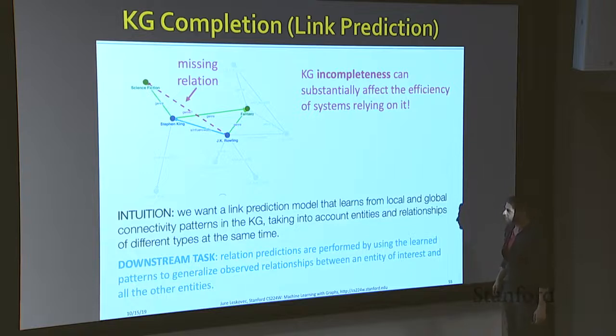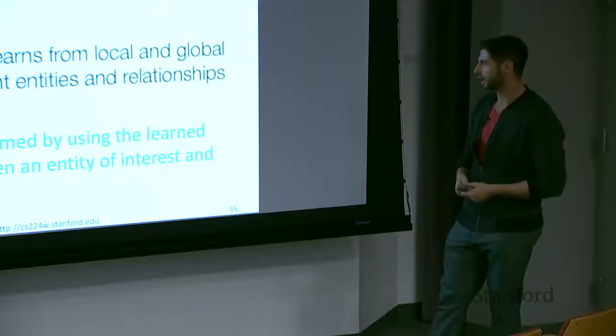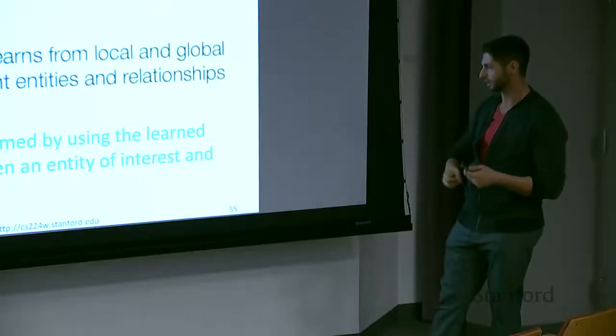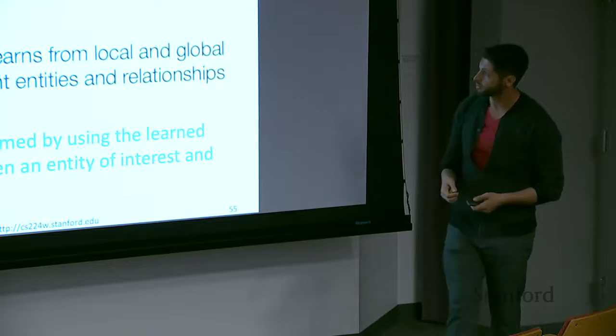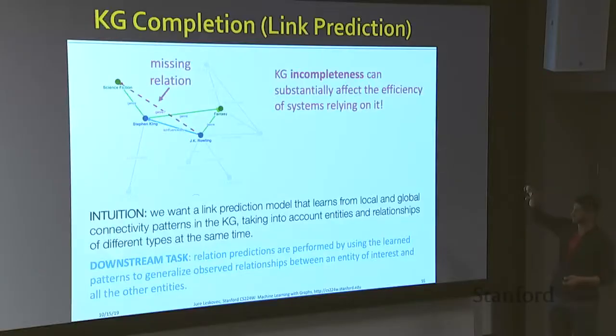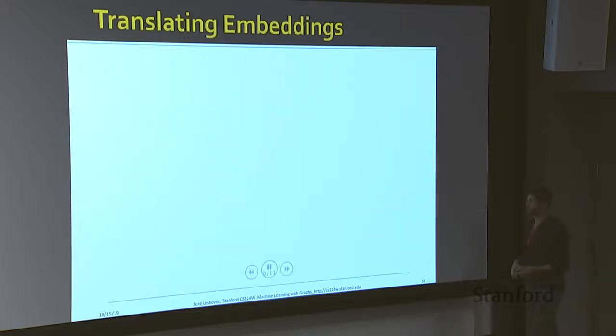So our downstream task is that we want to be able to predict if there are missing relationships between entities of similar type, and we also want to make sure that we're able to find the correct relation. So not just the fact that there is an edge, but it's important to find the right type of that edge.